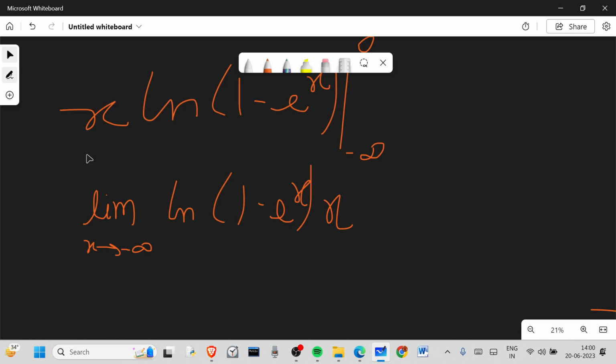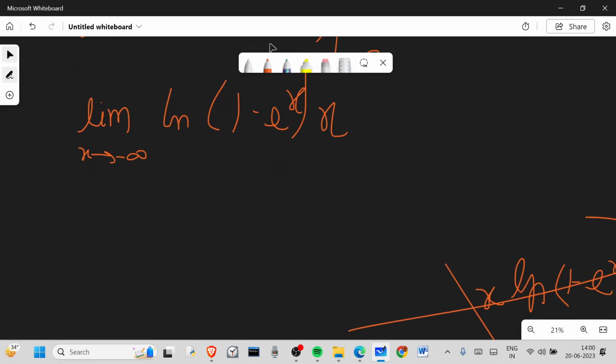So what I am doing, I am putting x as 1 by h. So the limit is h tending to 0 minus. Of course you must be understanding why I am putting 0 minus, because 1 by minus infinity is something 0 but a little bit less than 0. Anyways, ln of 1 minus e to the power of 1 by h. Let me show that x has now become h.